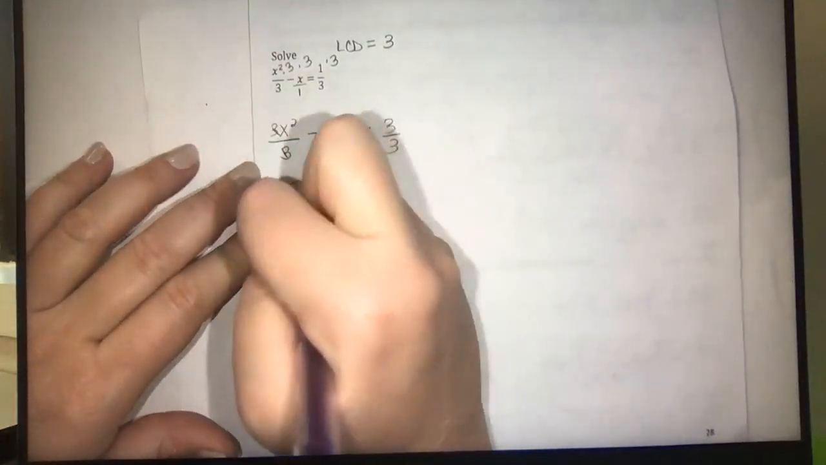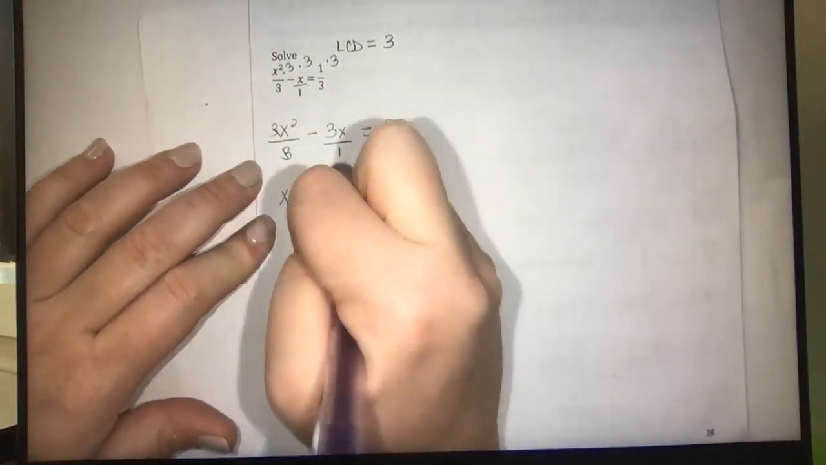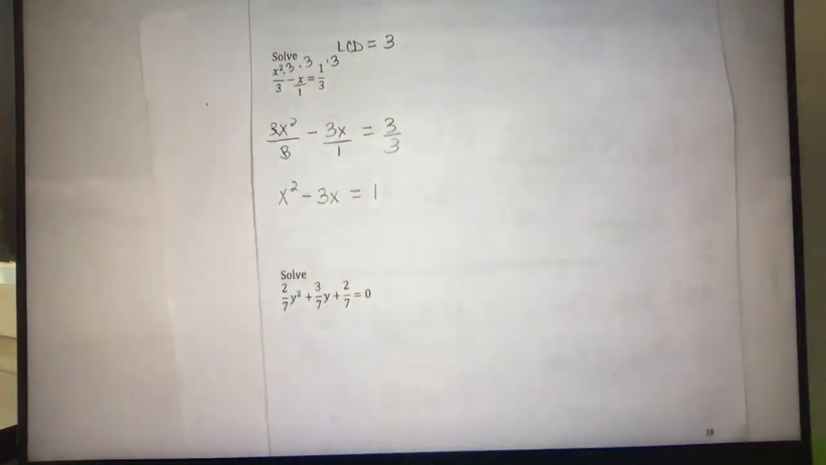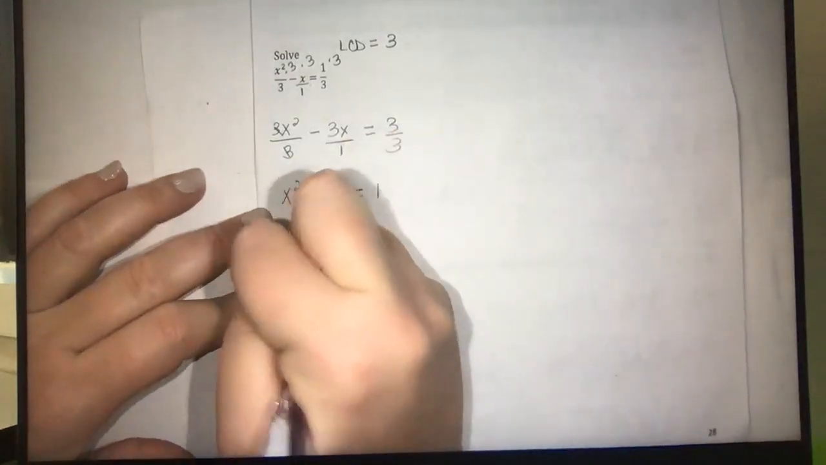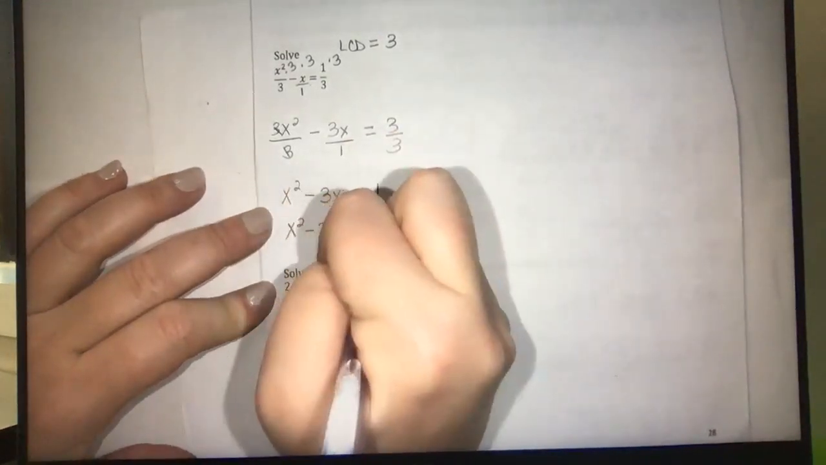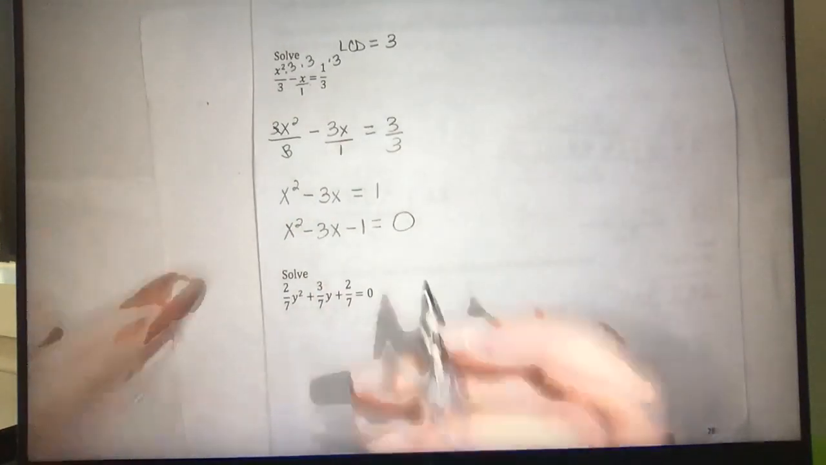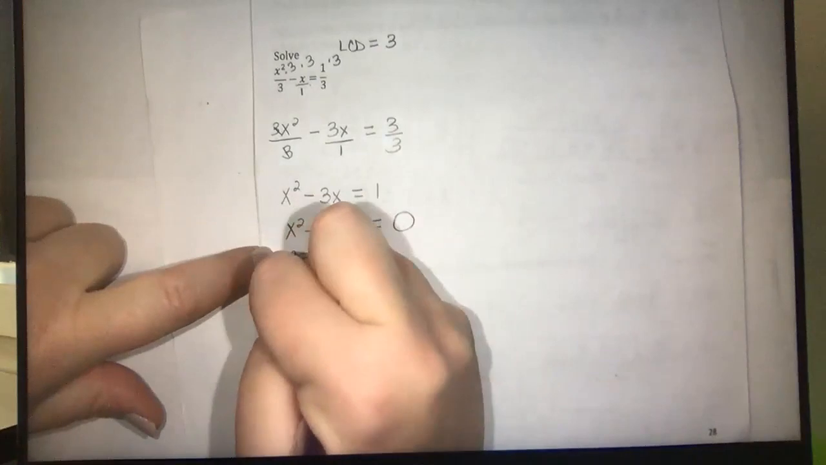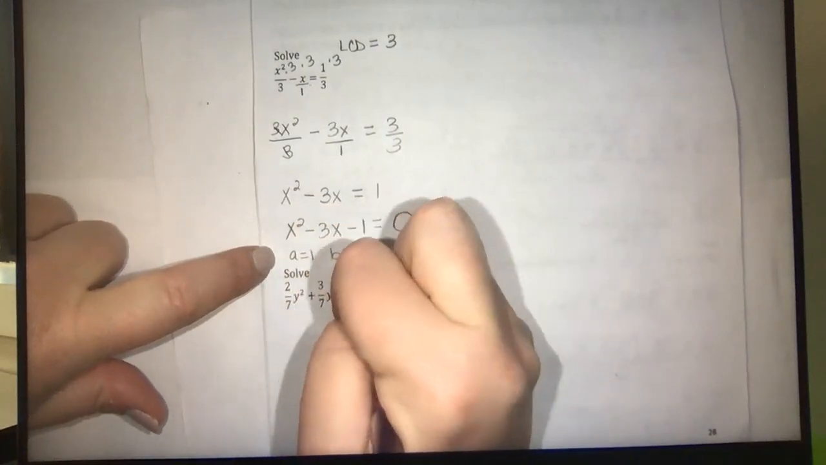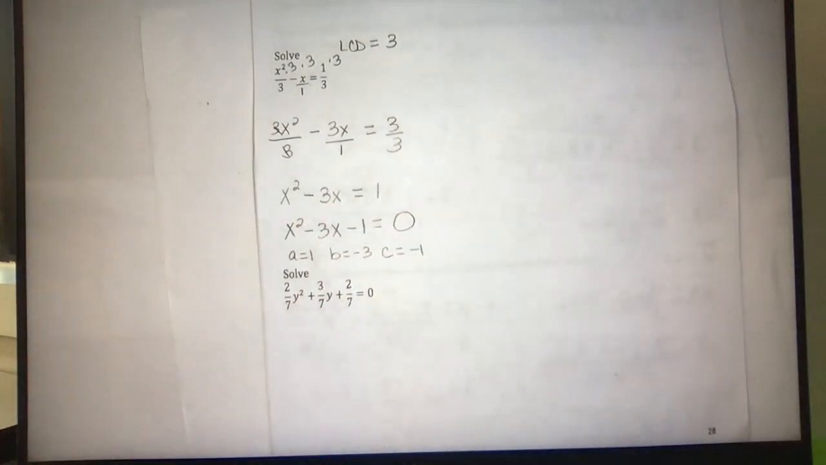But what you're going to end up with is x squared minus 3x equals 1. That's what you're going to end up with. Now, can I go ahead and do ABC? No, I'm not all on the same side. I got to move that 1 over. So I'm going to subtract that 1 and get that. Now my A is 1, my B is -3, my C is -1.